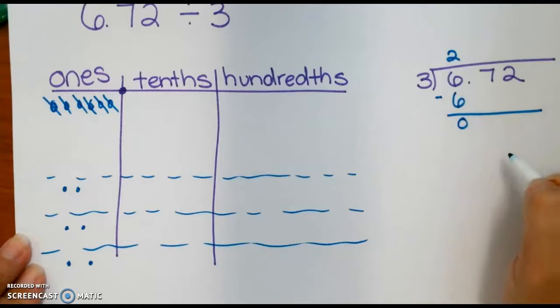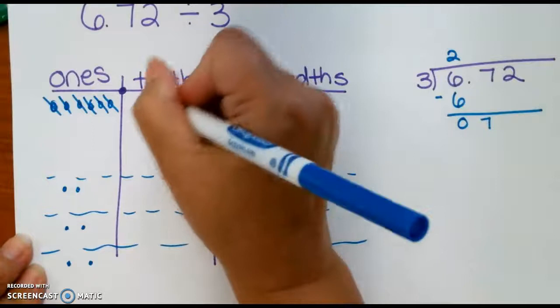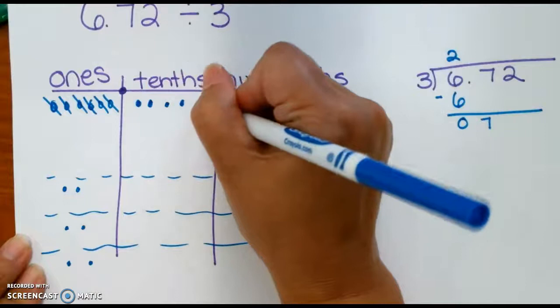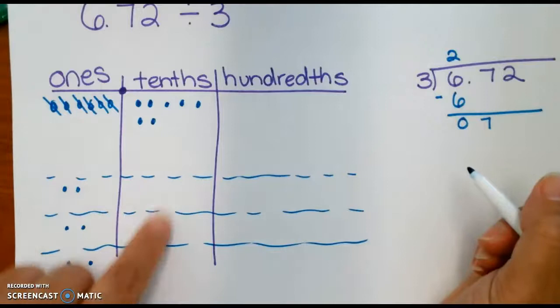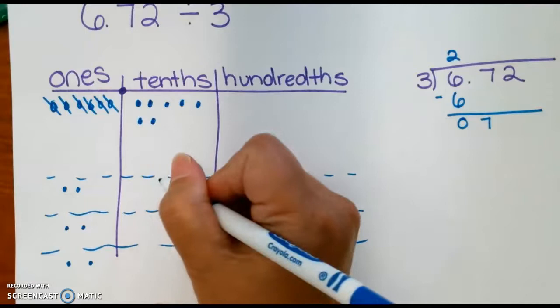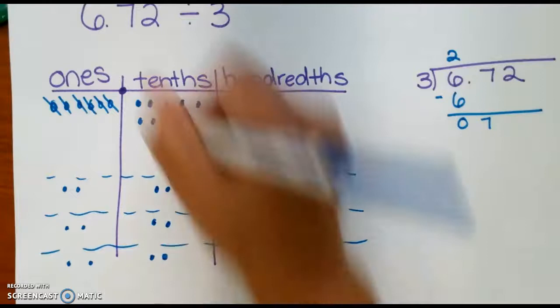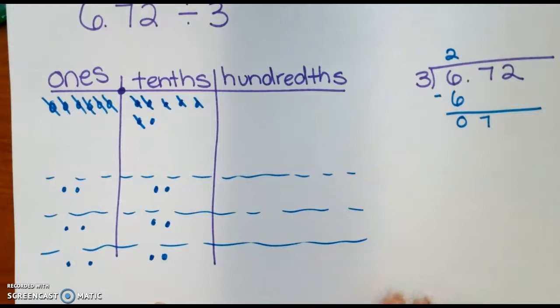Now, I have 7 tenths. 1, 2, 3, 4, 5, 6, 7. I need to put them into 3 groups. So how many is going to be in each group? Again, we're going to have 2 in each group. So I have 1, 2, 1, 2, 1, 2. Now I have 1 left over. We're going to leave that right there for now.